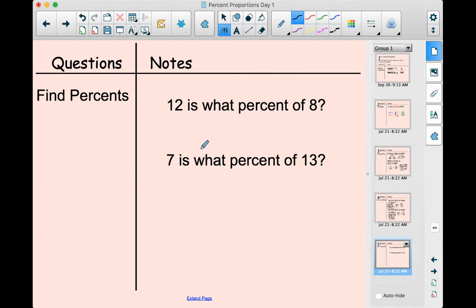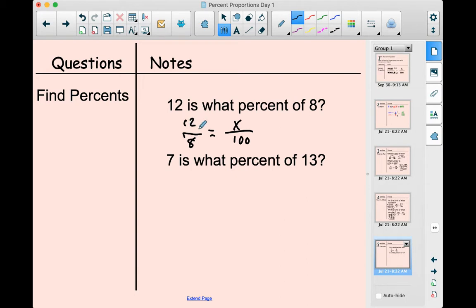12 is what percent of 8? So setting up my proportion, this is always 100. In this case, I don't know what the percent is. This is my unknown. It says 12 is some percent of 8. So see the "is" is associated with the 12 here. The "of" is by the 8. 12 is some percent of 8.